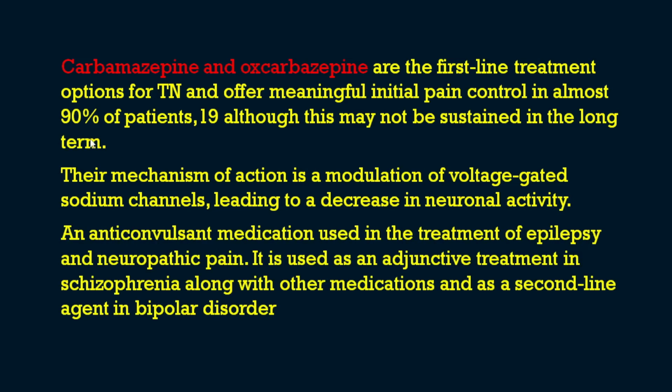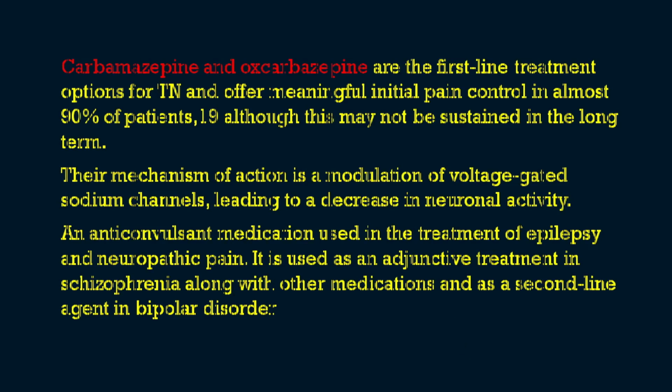It is an anticonvulsant medication which is used in the treatment of epilepsy and neuropathic pain, and it is used as an adjunctive treatment in schizophrenia along with other medications and as a second line agent in bipolar disorder. So these are the indications for carbamazepine therapy. The question we asked was regarding trigeminal neuralgia, and we have explained the mechanism of action. The other uses are that it is an anti-epileptic agent, used for neuropathic pain, adjunctive treatment in schizophrenia and a second line treatment in bipolar disorder, that is carbamazepine and oxcarbazepine.